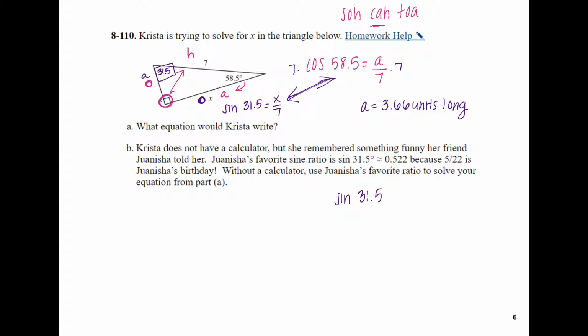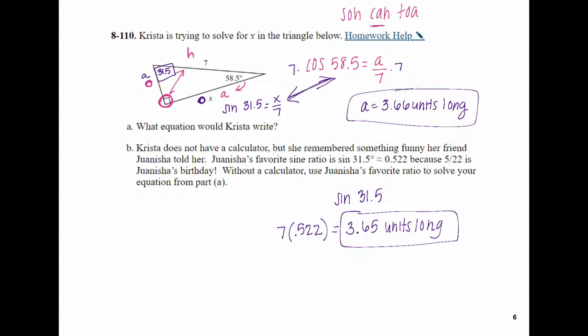So using my inverse operations, I'm going to take 7 times what she remembers, 0.522, which is going to get me the exact same thing, which is 3.654 units long. And you can see that when we did it with a calculator, we got something very, very close to what Juanisha got using what she had memorized.